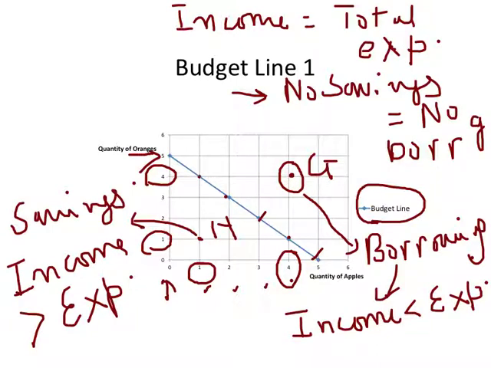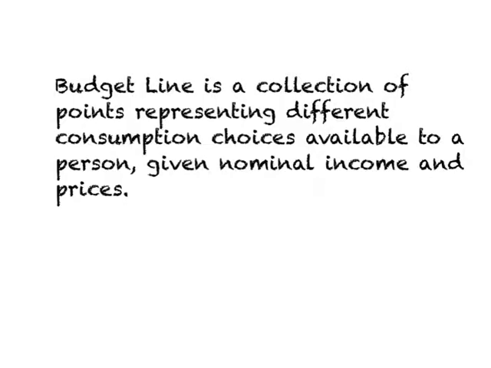So just remember this. What is a budget line? It simply represents consumption choices available to this person given income and prices, and also when he decides to save nothing and borrow nothing. A point to the right of the budget line, a point like G, represents borrowing. A point to the left of the budget line represents savings. And now we are in a position to give a formal definition of the budget line.